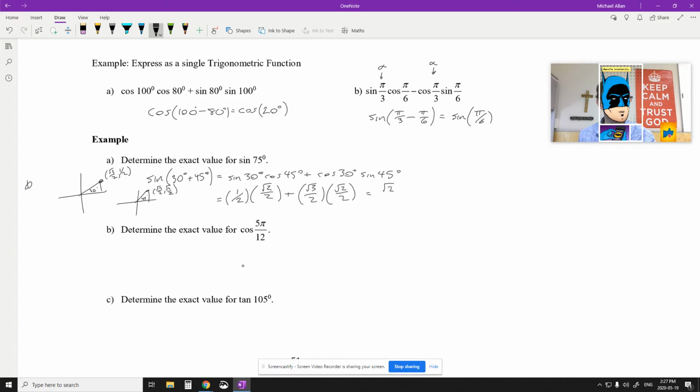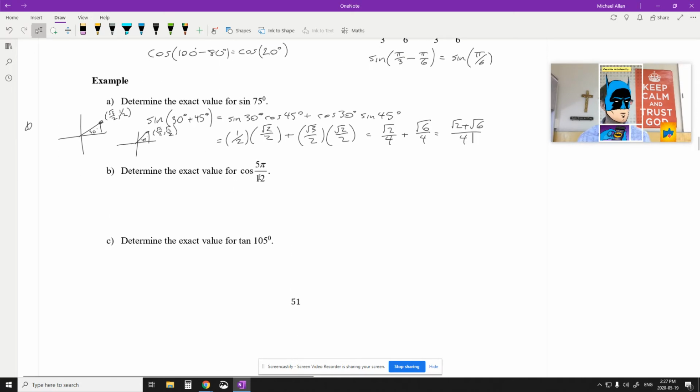So it's going to be root 2 over 4 plus root 6 over 4, which is going to be root 2 plus root 6, all over 4. Looking pretty good. That's a nice little exact value of that one.